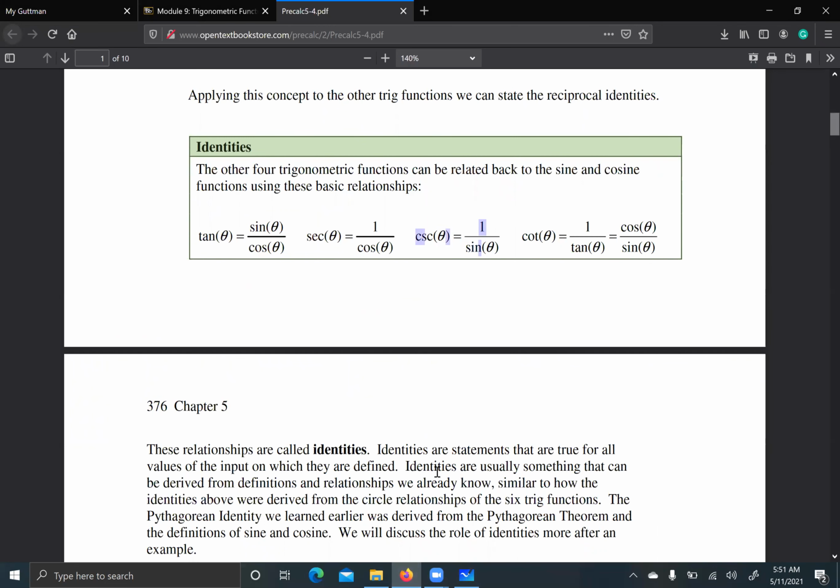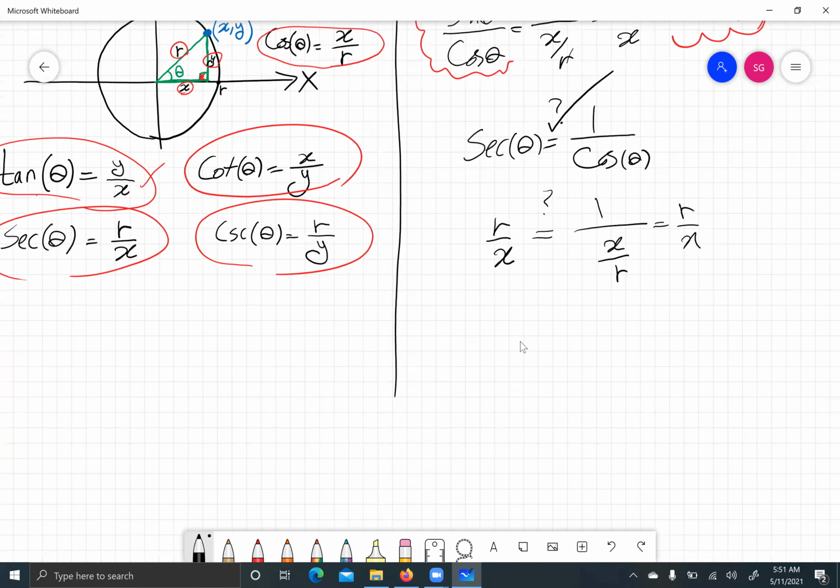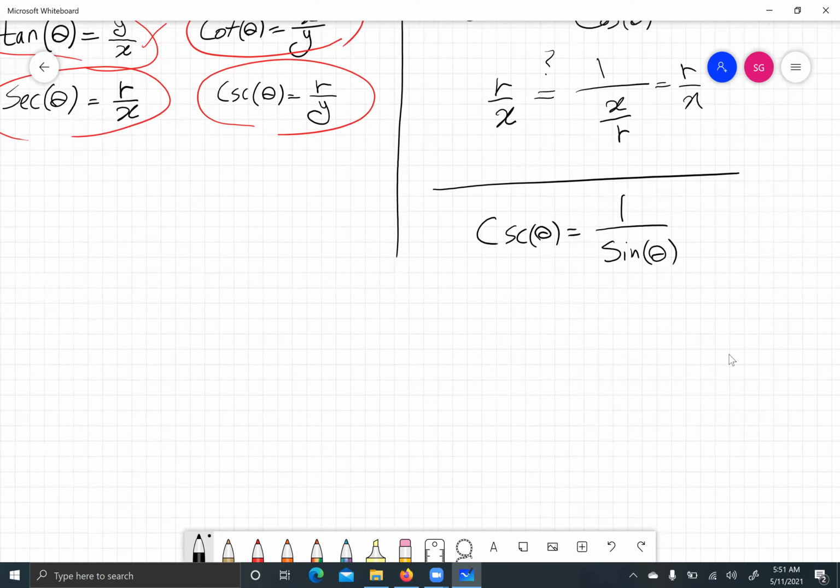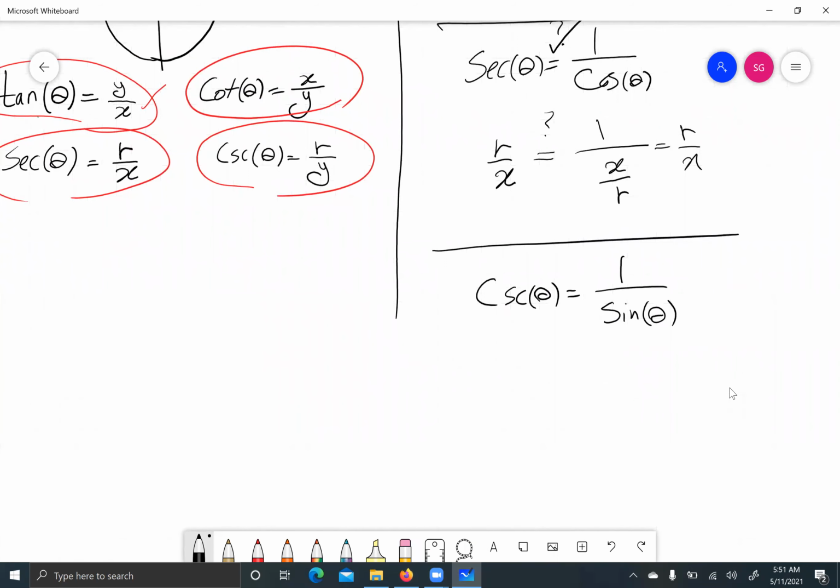And cosecant is 1 over sine. So this is the relationship between the cosecant function and the sine function. The relationship is that cosecant is also 1 over sine. And let's see that. So what is cosecant? It's r over y. What is sine? Sine is y divided by r. Yes, if you flip this, it's going to be r over y. So that's it.